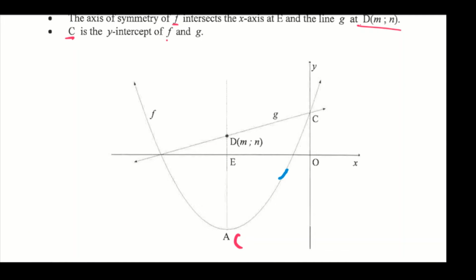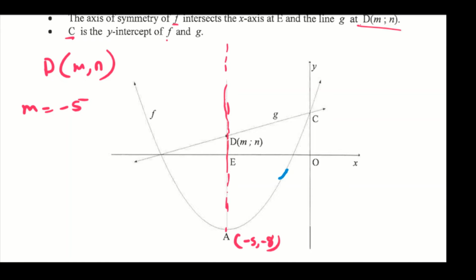We know that here it's minus 5 and minus 8, right? So to find the values of D, which is m and n, this m here is actually this same x. M is equal to minus 5. Why am I saying that? Because this is the axis of symmetry of the parabola, so whatever x value is here, it's the same as the x value there. So we are done finding m being equal to minus 5. Now we need to find this n.